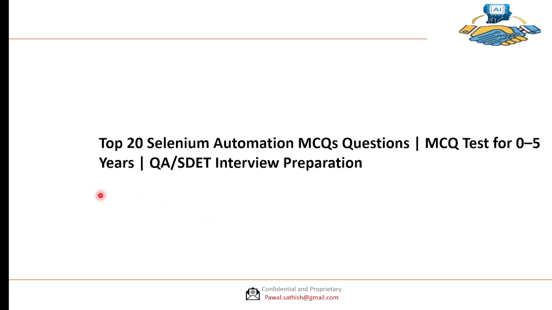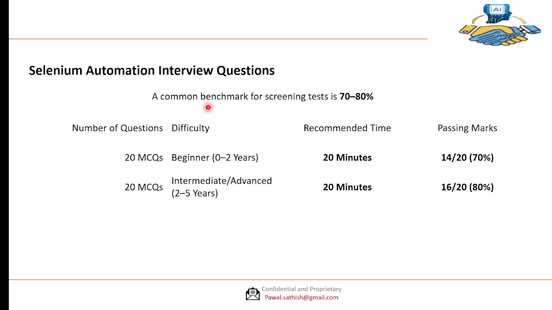Today's session we'll see top 20 Selenium automation multiple choice questions. If you have 0 to 5 years of experience and you are looking for a senior automation engineer role in multinational companies, then before the technical interview call, usually all the multinational companies first conduct a written test. If you see the screening test, the benchmark is 70 to 80% required. Usually they ask 20 multiple choice questions.